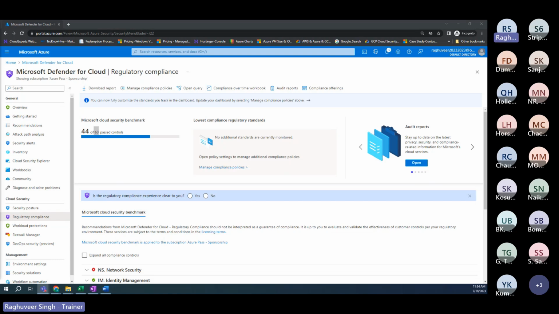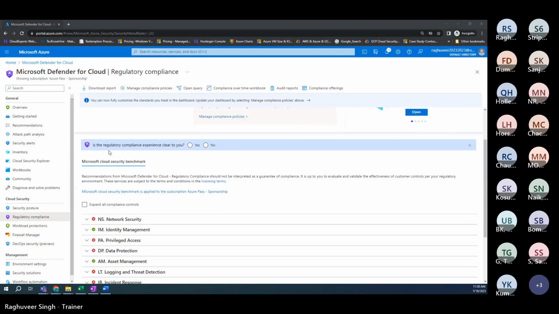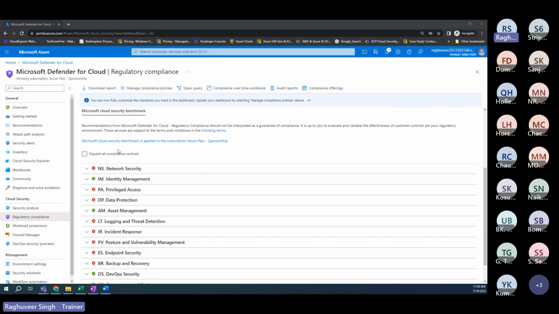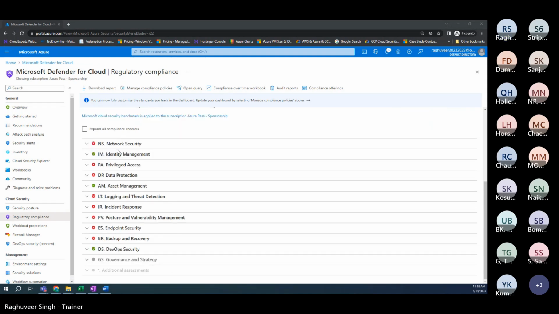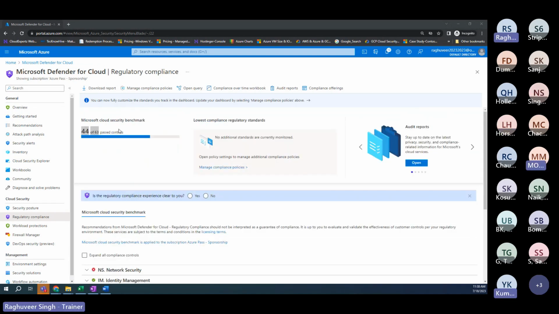Yogesh, my screen is not visible because I disabled my screen sharing so that Quentin can share. Now I'll share my screen once again. Hope it is visible now. Is my screen visible to everyone? Yes. Okay, great.